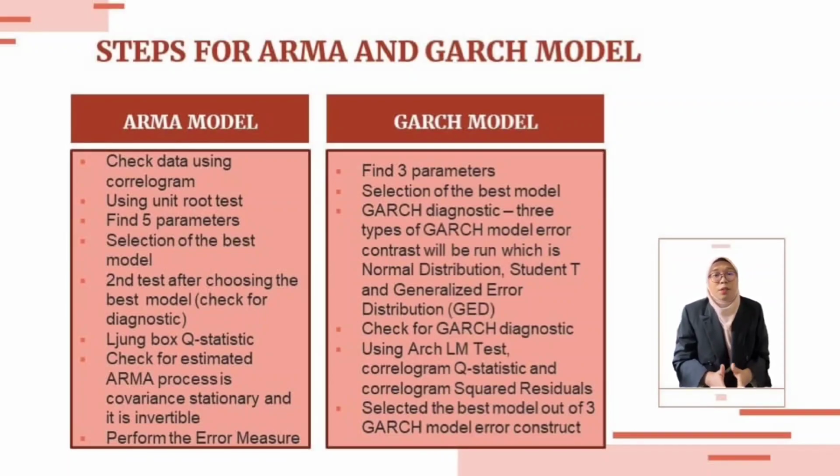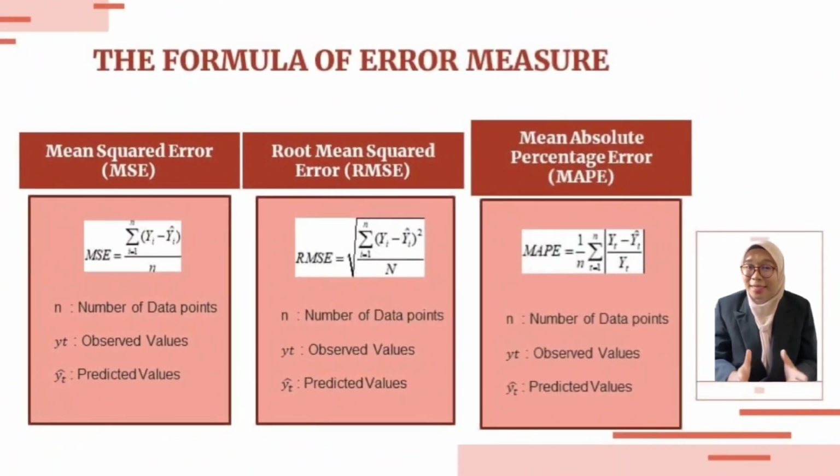Meanwhile, for GARCH, there will be 3 types of GARCH model error construct, which are normal distribution, student t, and GED. For each of the error construct, there will be a few tests before proceeding to the next step. Continuing on that, here is the formula for error measure. We have mean squared error, root mean squared error, and mean absolute percentage error.